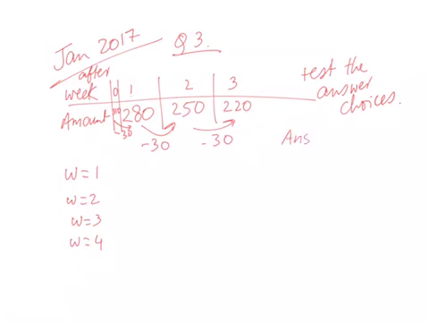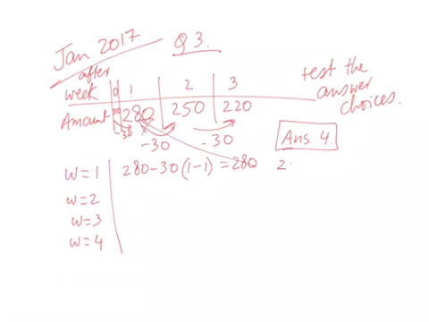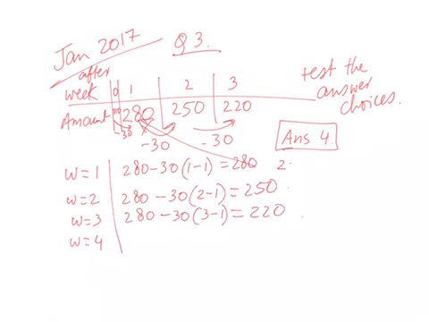So let's start with any one of them. Let me start with, it's decreasing, so there has to be a minus element. So let's start with answer choice 4. Right, so we've got, if I put 1, I get 280. If I put 2, I end up getting 250, which also works. If I put 3, I end up getting 220. So all of these are working, right? All of them are working in our data.